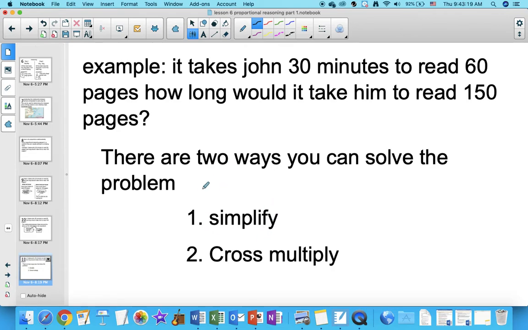There are two ways you can solve this question. The first way is to simplify and use your reasoning. The second way is a little bit more mathy, and it's cross multiply. So we're going to talk about simplifying.